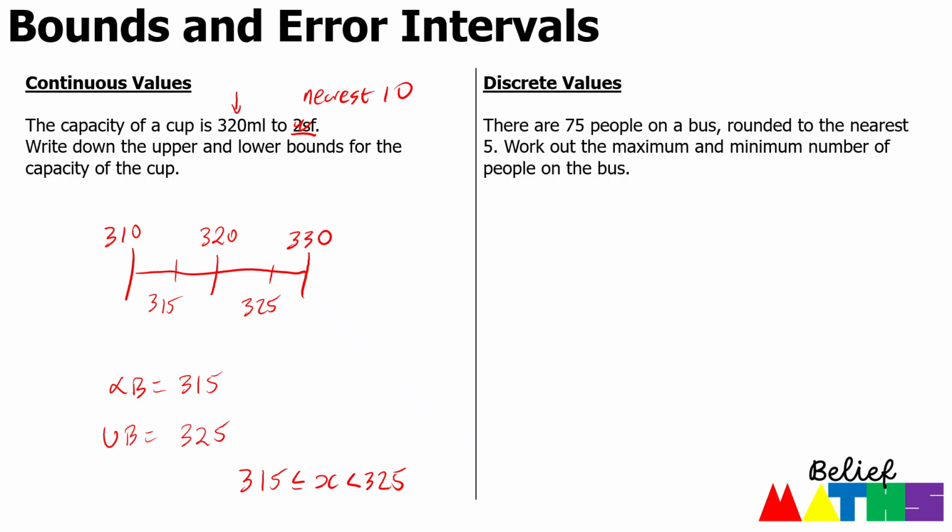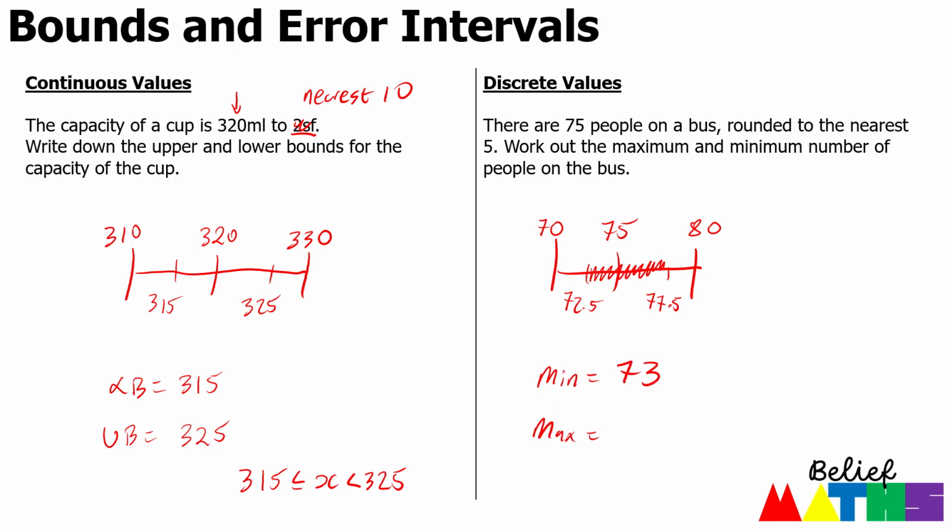For discrete values, remember, there is a maximum and minimum value. So if we draw the same idea here, 75, 5 below that because it was the nearest 5, 5 above that is 80. So my halfway marks are 72.5 and 77.5. Now what we have to remember is that this is people. You can't have a decimal number of people. So therefore the numbers that round to 75 are in between these two values. So the minimum in this case is 73 and the maximum is 77, because that's the smallest integer and the largest integer within that range.